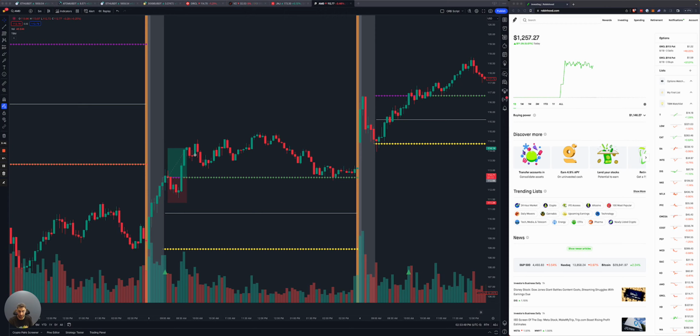Most of these trades are designed to be quick scalps. So most of the time when I'm trading this, if I'm in a trade for more than like 30 to 45 minutes, that's longer than normal in most cases. So that's the first trade.